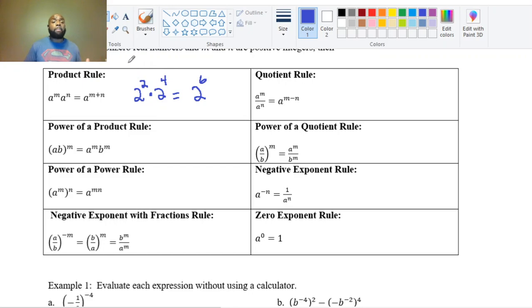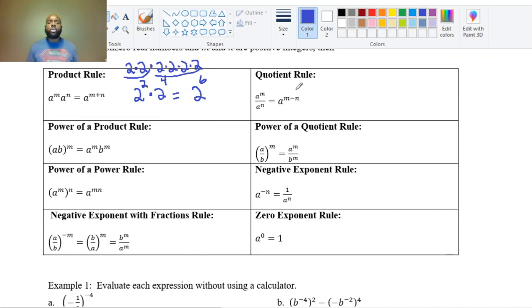And the reason that this happens, I'll do this for this example. 2 squared is 2 times 2, and 2 to the 4th power is 2 times 2 times 2 times 2. 2 multiplied 4 times, right? And so if I add all those exponents together, that's 2 multiplied 6 times, right?